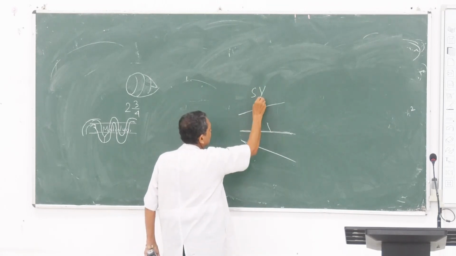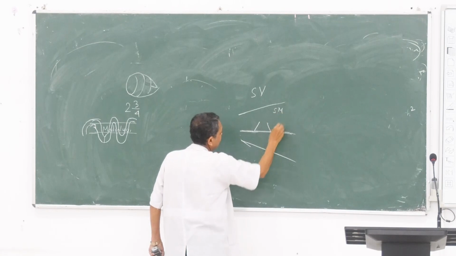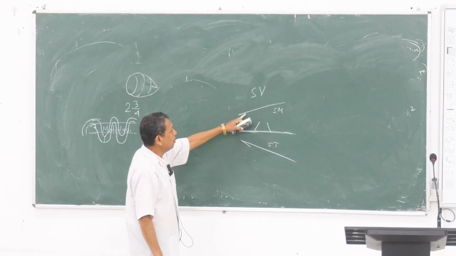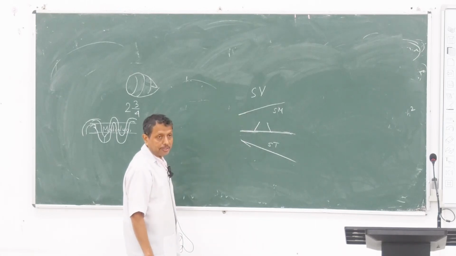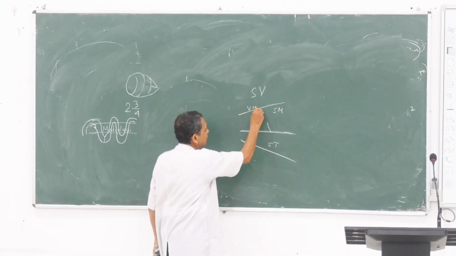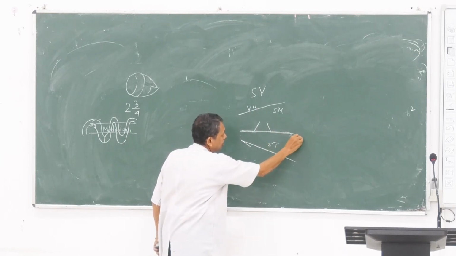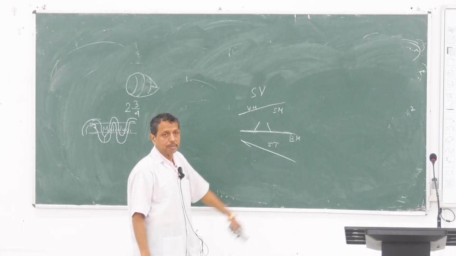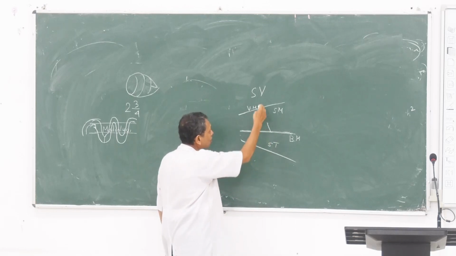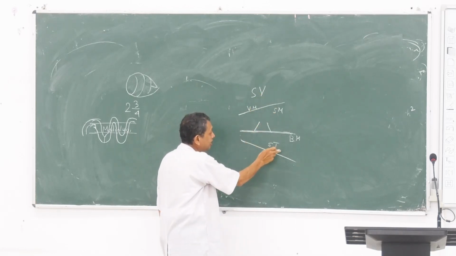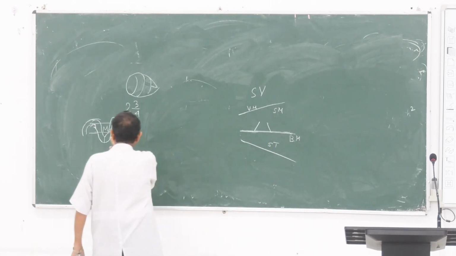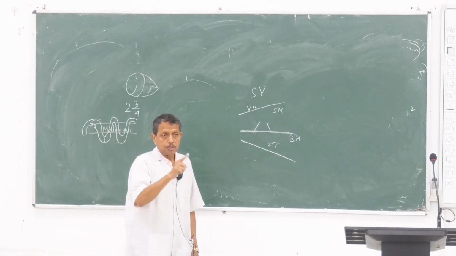Scala vestibuli, scala media, cochlear duct, scala tympani, and it is separated by the vestibular membrane or Reissner's membrane, and it is the basilar membrane. Above are scala vestibuli, scala media, and scala tympani, and over this basilar membrane, and they are in a circular way, in this spiral way.